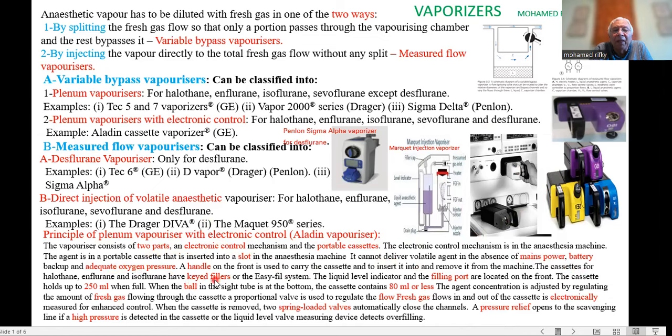And of course, we have, as we said, a key filler. Whenever the ball at the bottom reaches downwards, it denotes that the volume is only around 80 milliliters or less, whereas when it is full, it yields 250 milliliters. Of course, as we said, we have a spring-loaded valve that administrates the cassette to the station. Then we have a pressure relief valve to open in case of increased pressure inside this cassette, caused by overfilling.